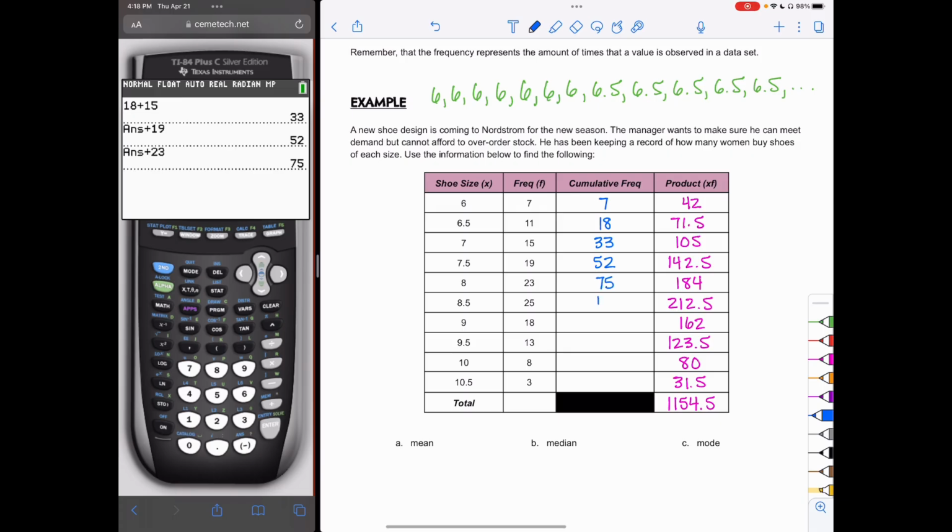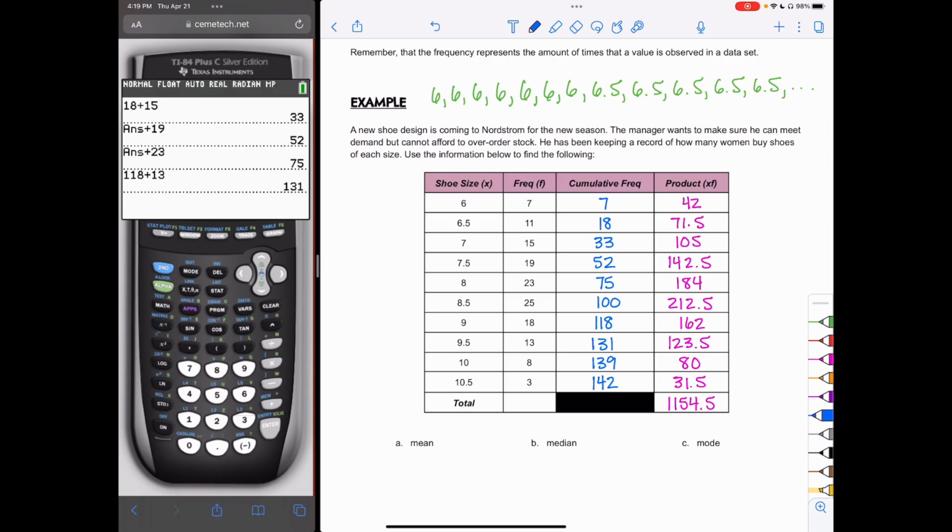Then adding 25 gives us 100. Then we end up having 118. And once we have 118, we add 13. That gives me 131. If I add 8 to it, that's going to give me 139. And then finally, adding 3 to it will give me 142. Okay, so this is my cumulative frequency here.